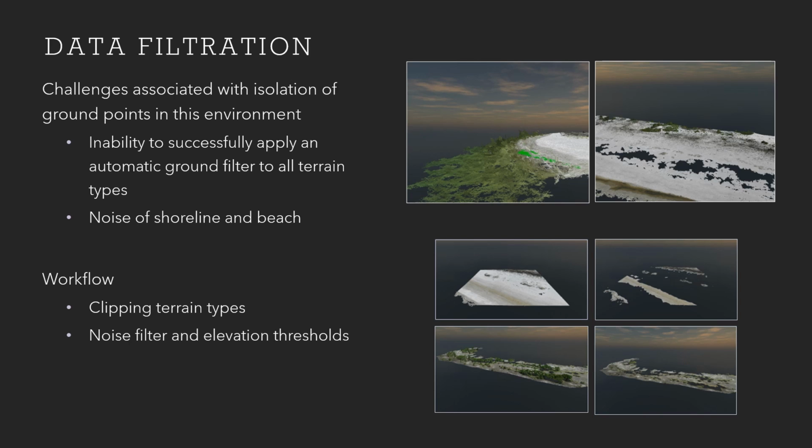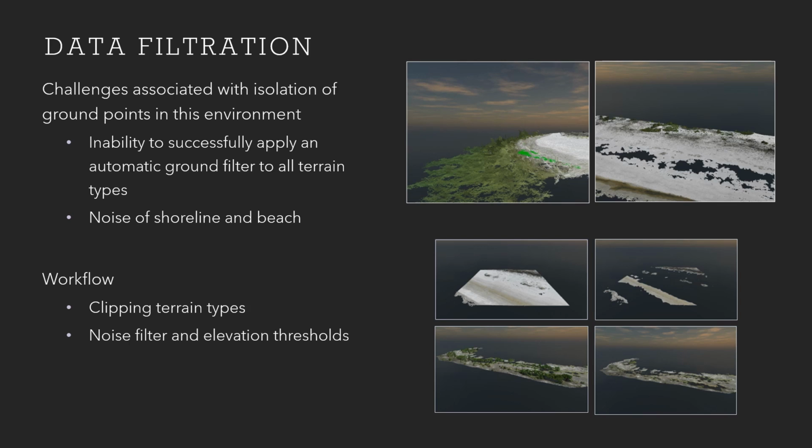So it might work in the back dunes where there's higher vegetation, but what I was experiencing is on the beach and for the foredunes, applying a ground filter would ultimately end up taking out way too many points and getting rid of true ground points. As well as there's often noise on the shoreline because structure from motion's often not great at mapping water features, and there might be gaps on the beach as well. So you can see that in these images here.